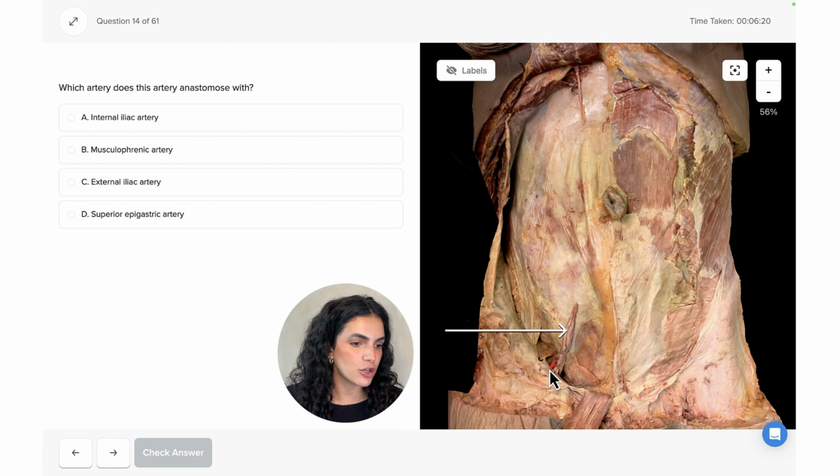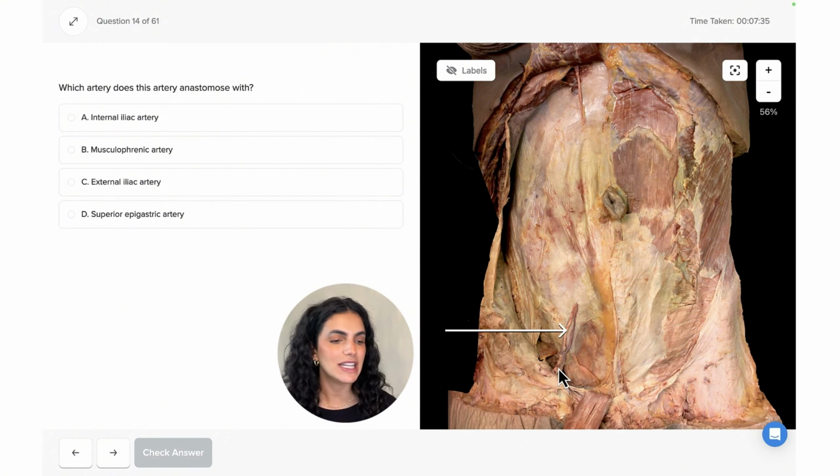So this particular group of vessels is called the inferior epigastric artery and vein. The inferior epigastric artery branches directly off of the external iliac artery. It's going to ascend and travel more medially along the anterior abdominal wall within that rectus sheath. And as it ascends, it's going to contribute to the lateral border of Hesselbach's triangle.